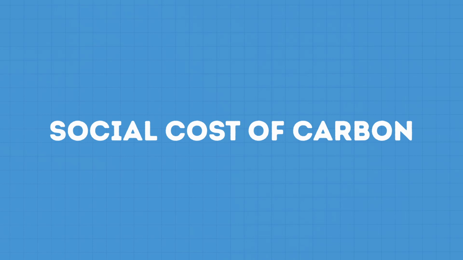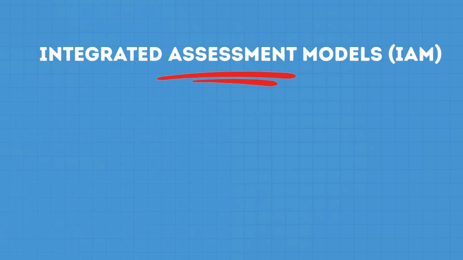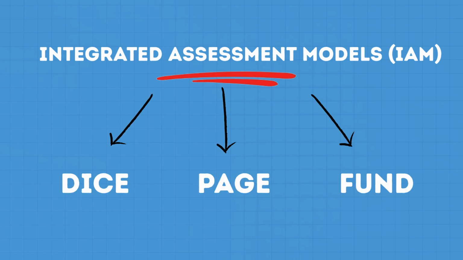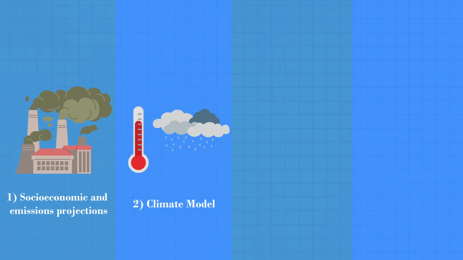Well, first we need to understand how the social cost of carbon is calculated. The social cost of carbon is calculated using integrated assessment models, or IAMs, and there are 3 main models used with slight differences. These models generally follow a 4-step process. Firstly, you get an emissions pathway from projections of population growth and GDP. Secondly, the emissions pathway then drives a climate model that tells us how a change in CO2 concentrations affects temperature and other climate physical variables like rainfall.